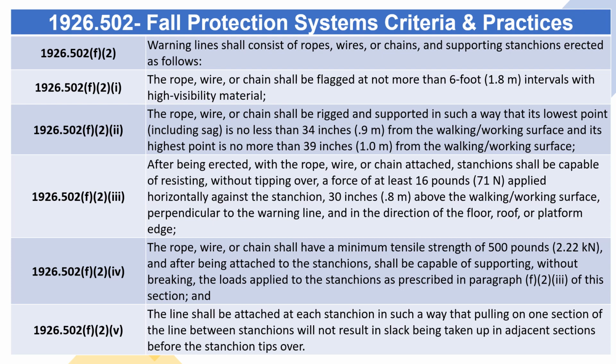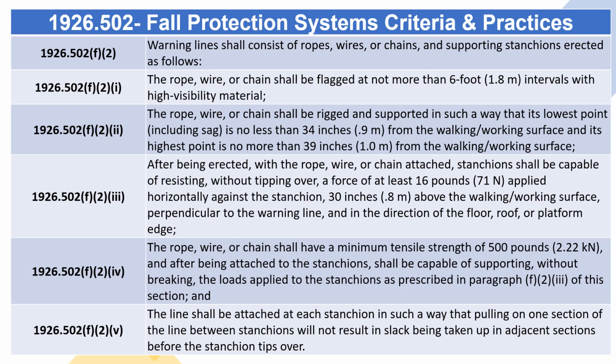After being erected, with the rope, wire, or chain attached, stanchions shall be capable of resisting, without tipping over, a force of at least 16 pounds, 71 N, applied horizontally against the stanchion, 30 inches, 0.8 m, above the walking/working surface, perpendicular to the warning line, and in the direction of the floor, roof, or platform edge.